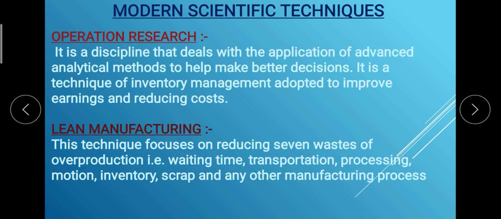Second is lean manufacturing. The main focus of lean manufacturing technique is reducing various kinds of wastage in the organization. Wastage that occurs due to overproduction, for example, waiting time, transportation, processing, motion, inventory, scrap, and any other manufacturing process. These wastages can be removed by producing the required quantity of product.